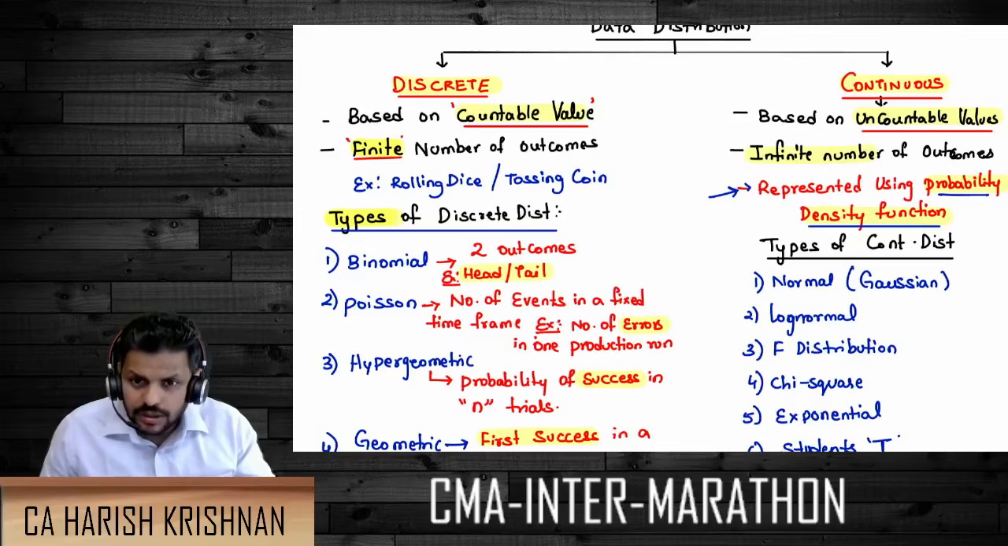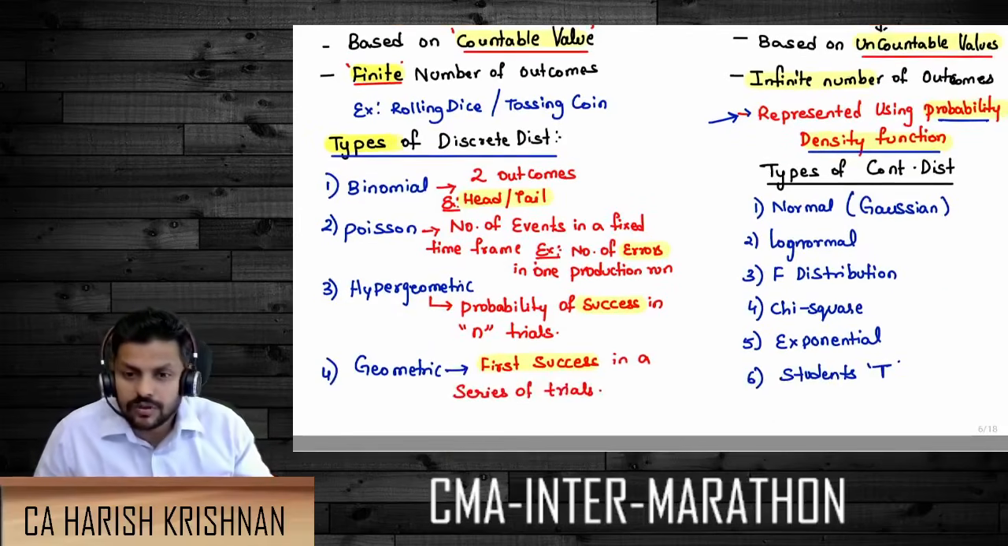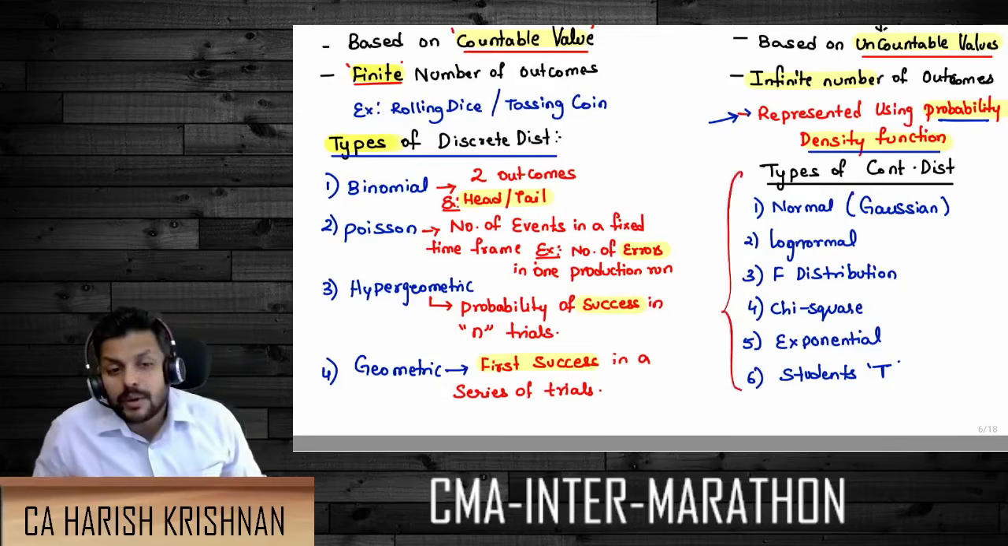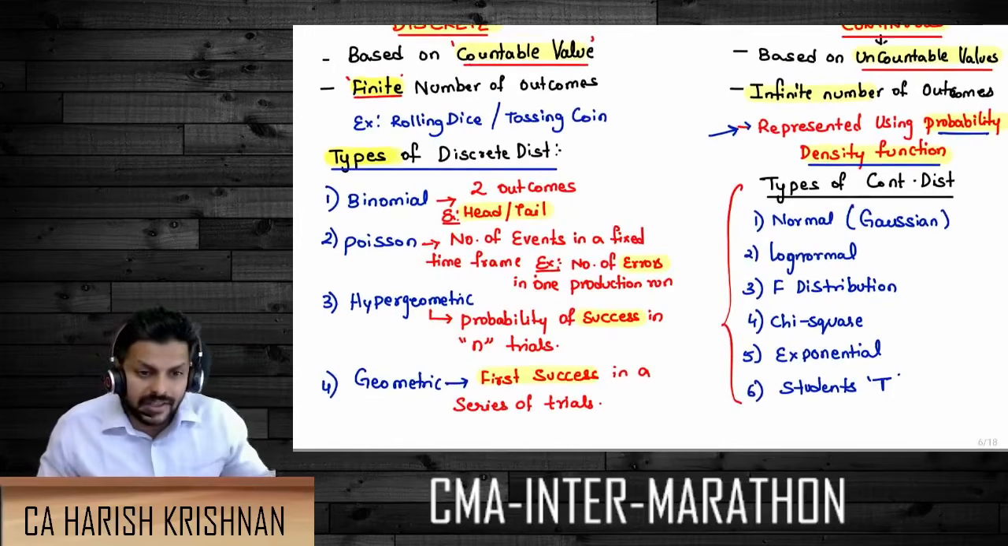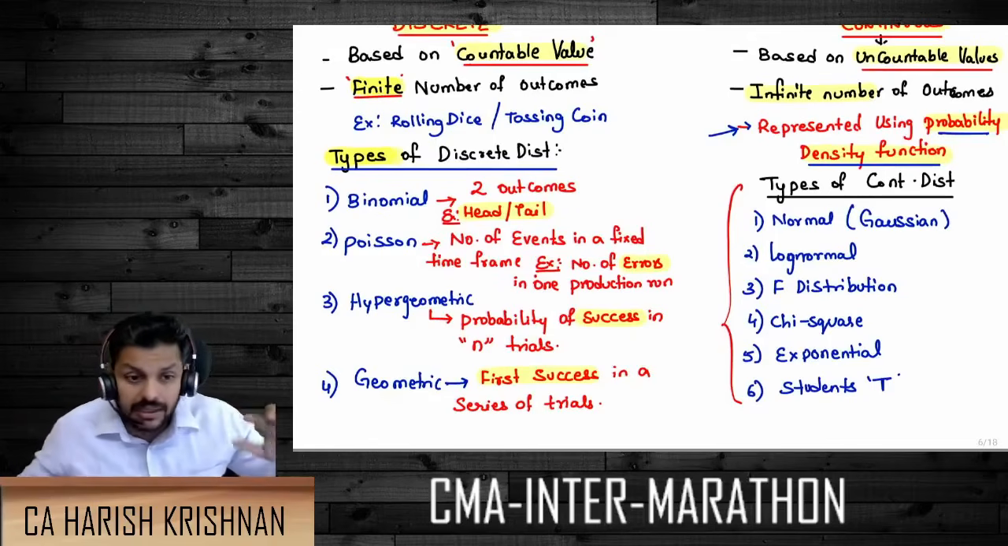Normal distribution, log normal distribution, F distribution, the chi-square distribution, however you call it, exponential distribution, and student t distribution. These are all where the possibilities of the number of outcomes are infinite. So you don't exactly know what would be the one or two or three possibilities. There can be many in number.